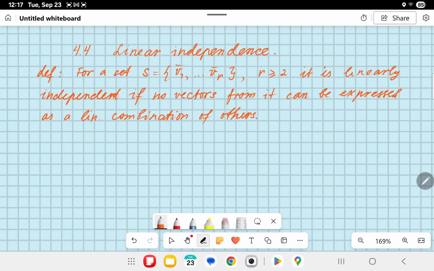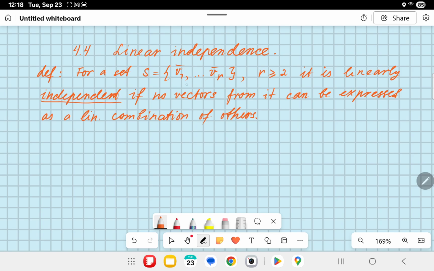Vectors in a set S, which has two or more vectors, are called linearly independent if no vector from the set can be expressed as a linear combination of the others. For example, you cannot express vector 1 through a linear combination of the remaining vectors. But I'm not talking just about vector 1. None of the vectors in the set can be expressed as a linear combination. Then we are going to call them linearly independent.